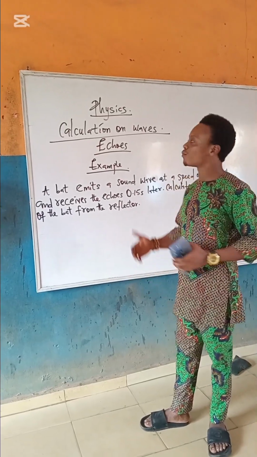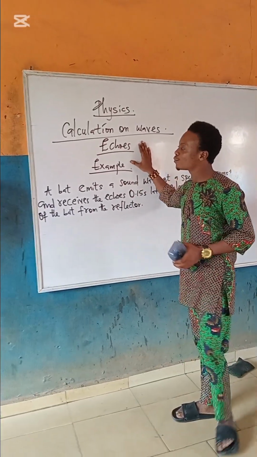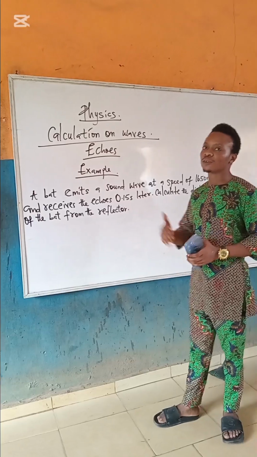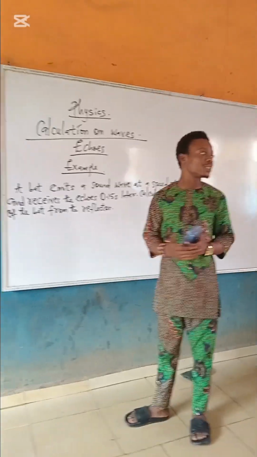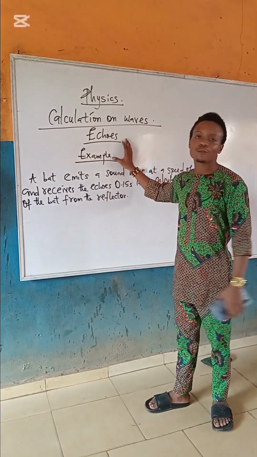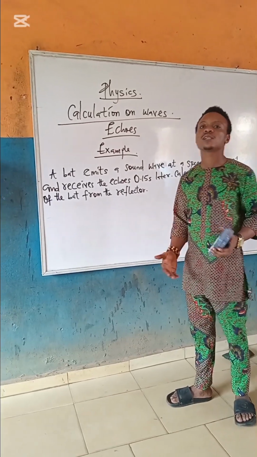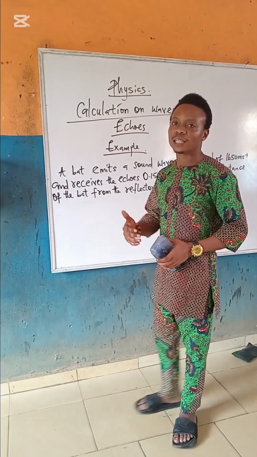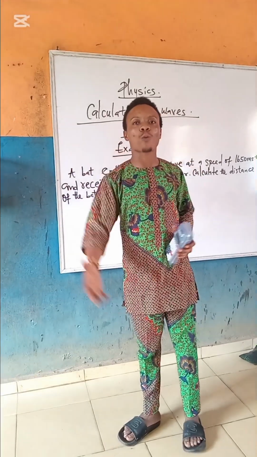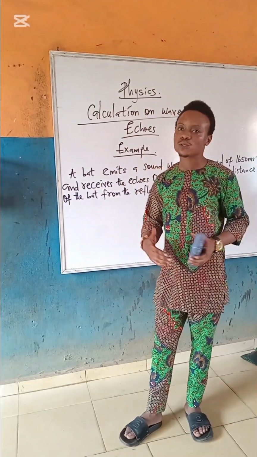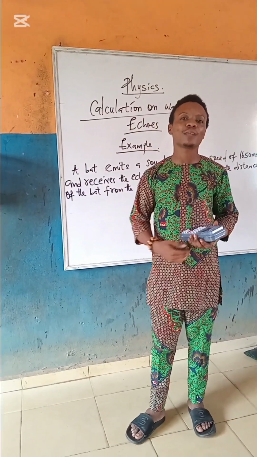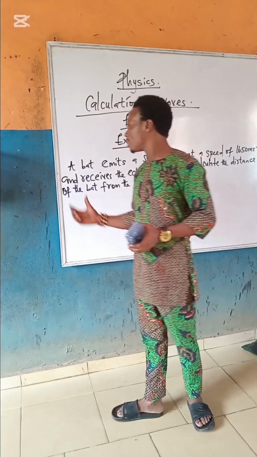One of the fragments of wave in reflection is what we want to consider this afternoon: echoes. Echoes is a sound that you hear twice. After a sound is produced, you hear it a second time. That is echoes. So look at this question.